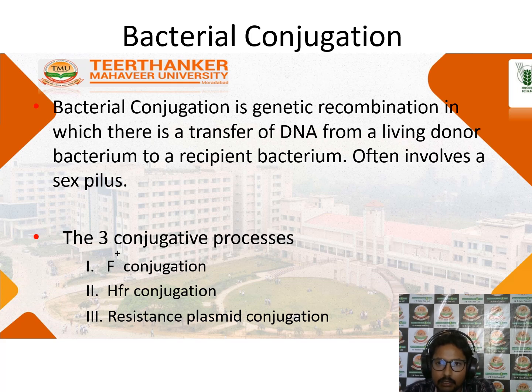There are three conjugative processes: first, F plus conjugation, second, HFR conjugation, and third, resistance plasmid conjugation. We'll see each individually in the next slides: what is F plus conjugation, what is high frequency conjugation, HFR, and the third one, resistance plasmid conjugation.